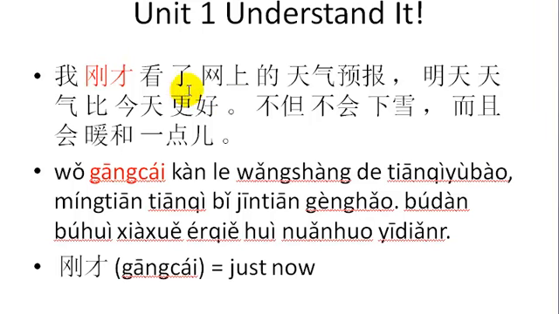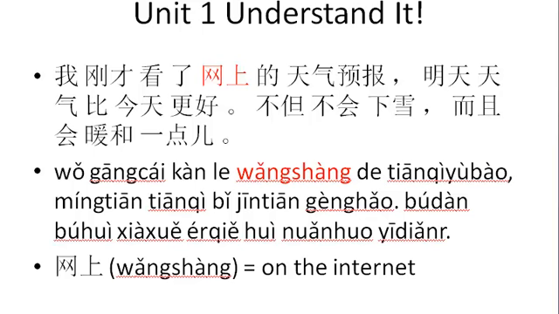我刚才看了网上的天气预报. Okay, so she looked at the 网上的天气预报. She just looked at it. So 网上 means on the internet. 我刚才看了网上. She saw something just now on the internet. You remember 网 is net and 上 means on, so 网上 is on the internet. 天气预报. Okay, so she just saw the 天气预报 on the internet.